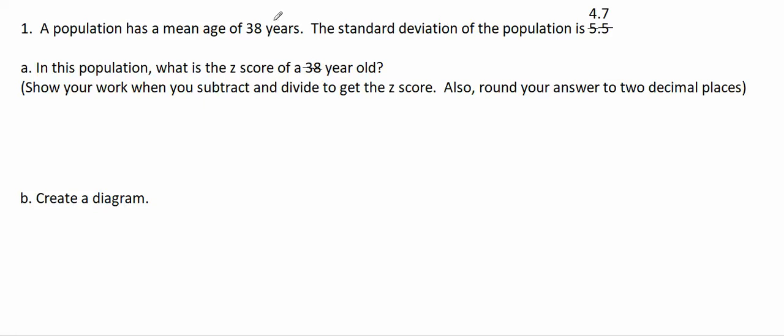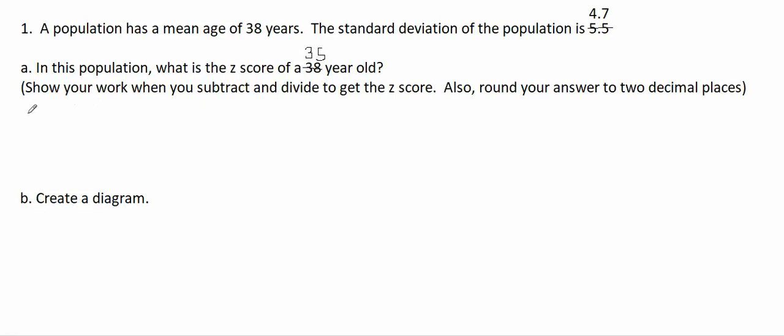So here we have a population with a mean of 38 and a standard deviation of 4.7. And we want to know the z-score of a certain age within this population. I took this from your homework assignment, so I'll change the number. Here I said 38. Let's change it to 35.